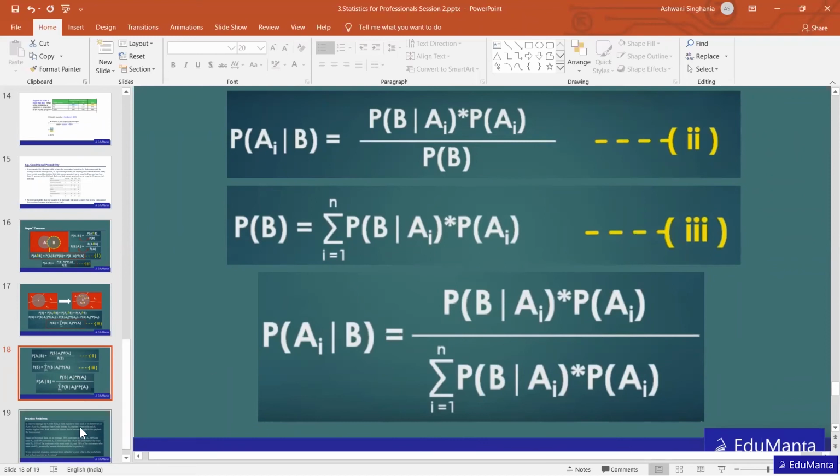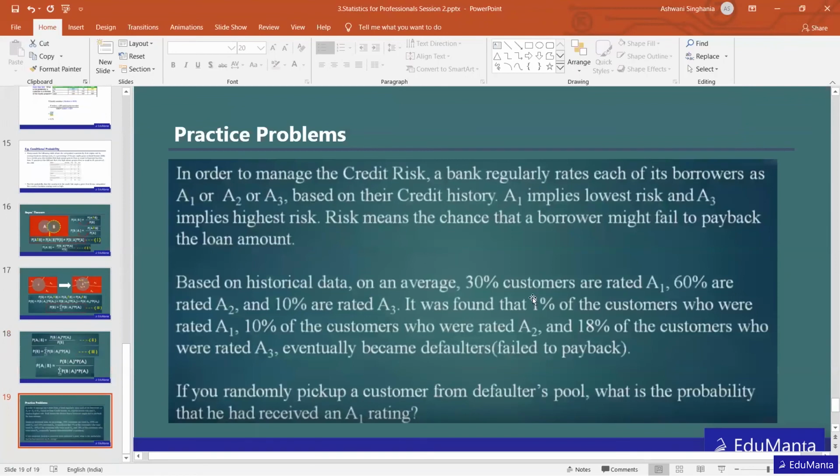So let's see the question that will make things more clear. Just read it once. In order to manage credit risk, a bank regularly rates each of its borrowers as A1 or A2 or A3 based on their credit history, where A1 implies the lowest risk and A3 implies the highest risk. Risk means the chance that a borrower might fail to pay back the loan amount.